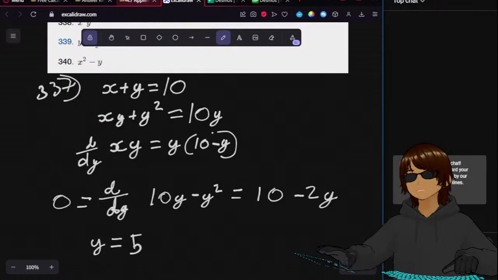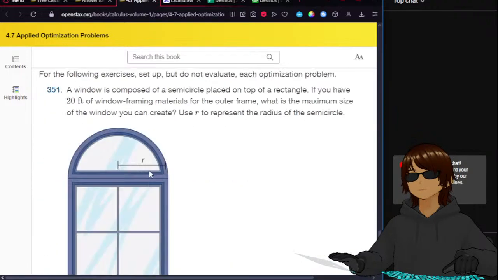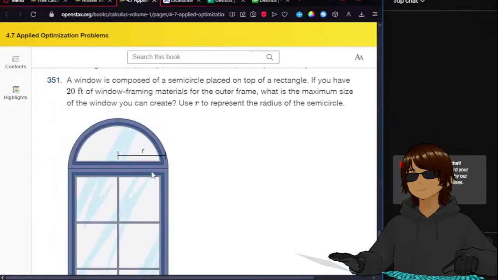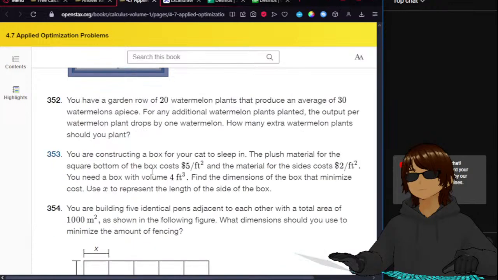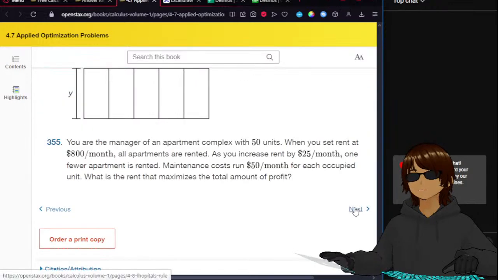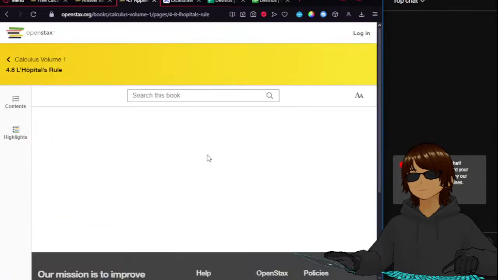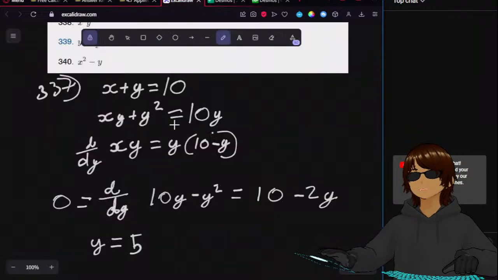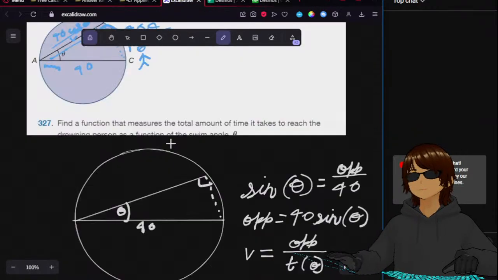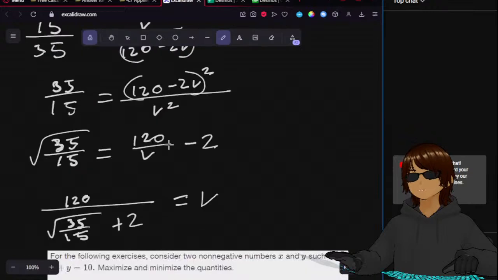3, 3. Okay, I don't want to do this. Let's go next. I wanted to do more, but never mind then.